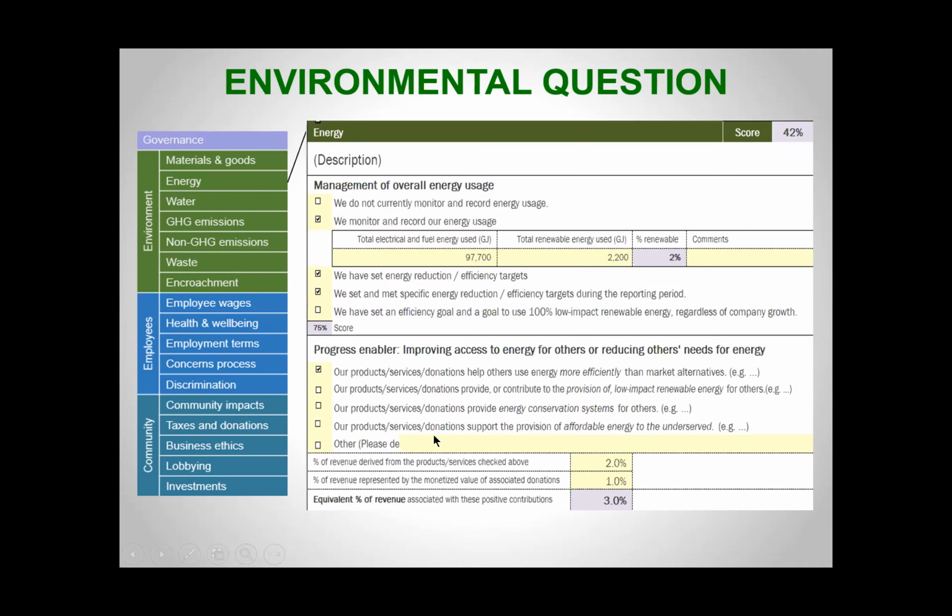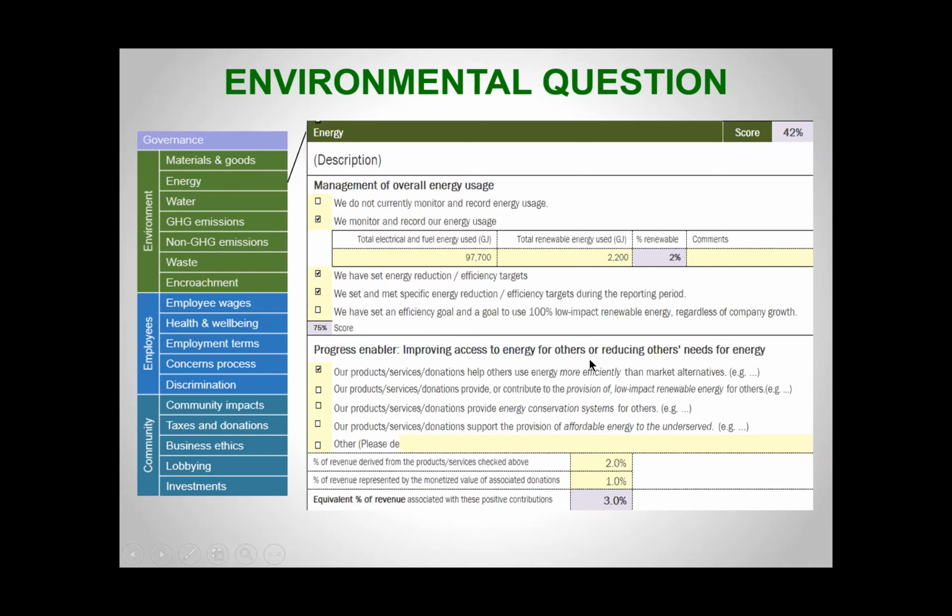And then the last one is whether or not they actually have set an efficiency goal to use 100% low impact renewable energy regardless of the company growth. That's the science, that's where they need to get to. So there's an opportunity for them to be scored on all of these things. They've got 3 check marks here, so they get 75%. They would have gotten 0 if they'd checked the first one. If they checked the last one, they would have gotten 100%. So again, purple cells automatically calculated.